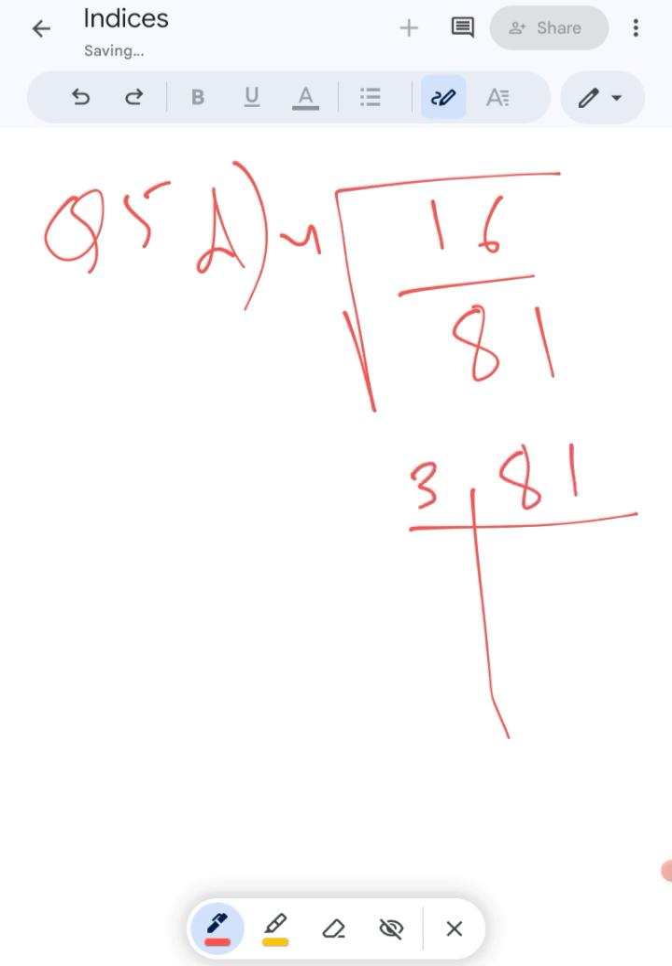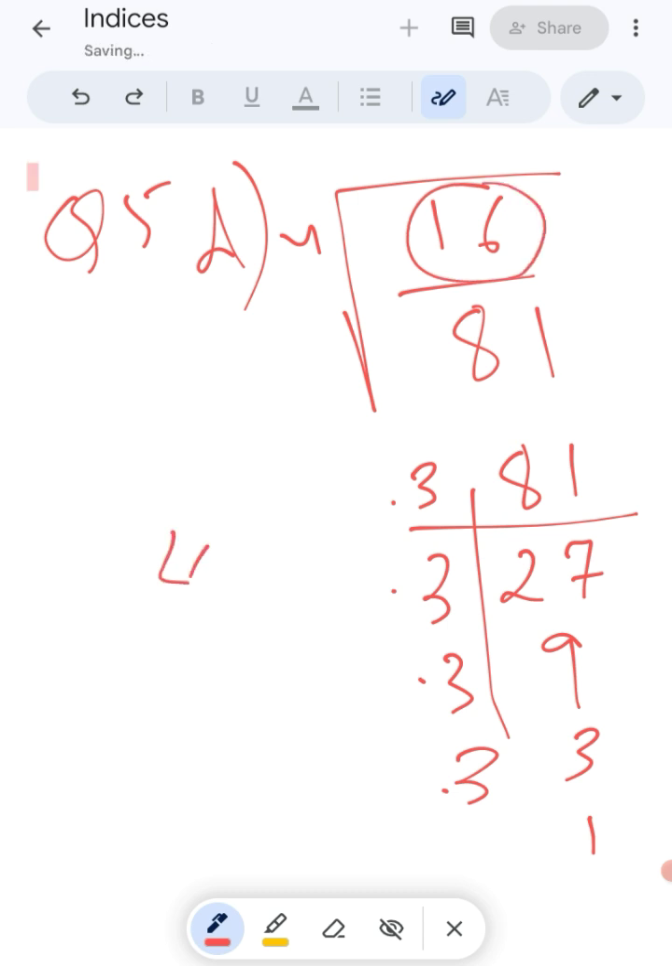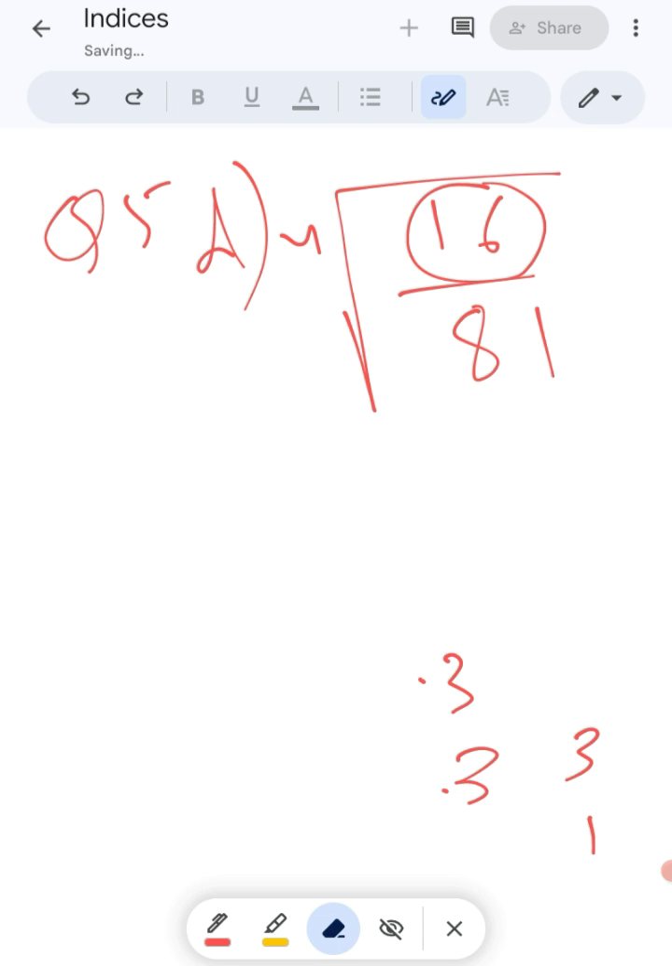Let's start with 3. 3 2s are 6, right? 3 7s are 21, 3 9s are 27, 3 3s are 9, and 3 1s are 3. This means 3 times 4, 4 times 3 is your 81, right? And we all know that if I do 2 multiplied by 2 multiplied by 2 multiplied by 2, that is 16. Agreed? You can check it through the LCM method as well. So what do I get as my final answer? The final answer is 2 upon 3.